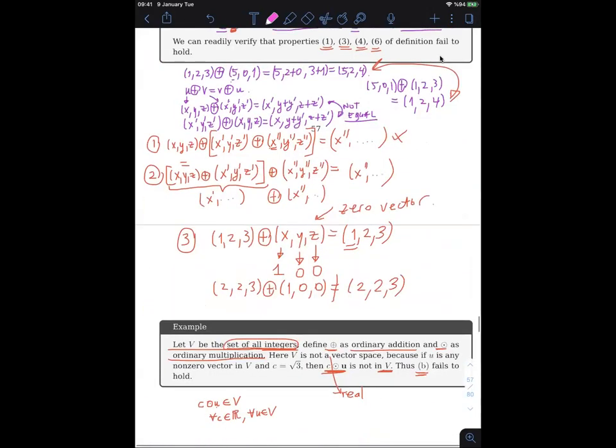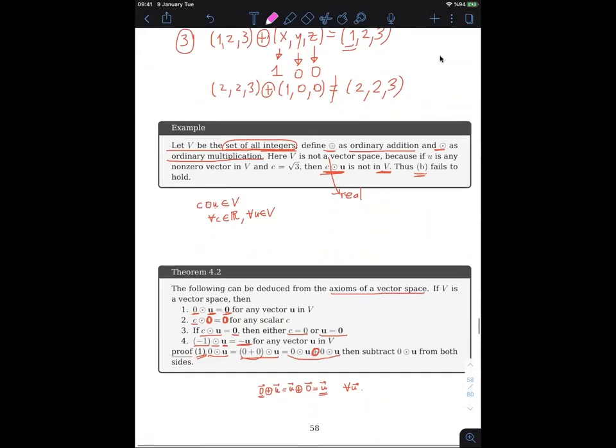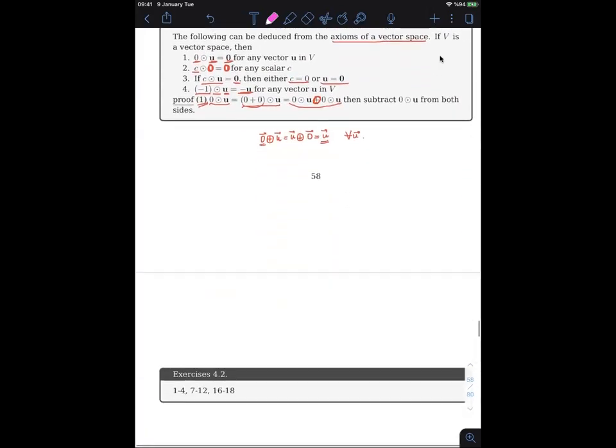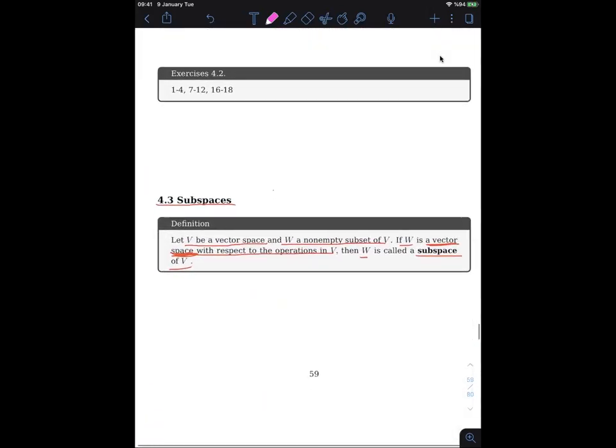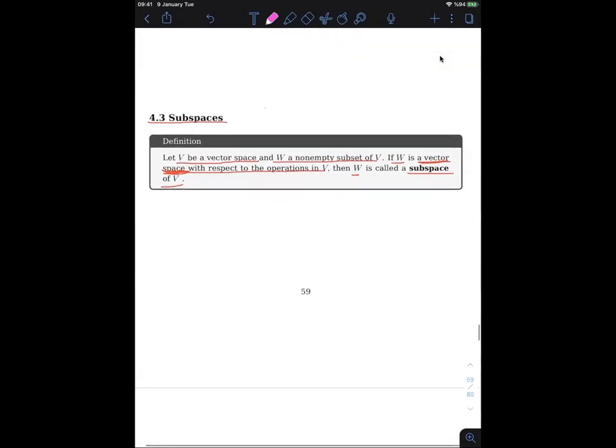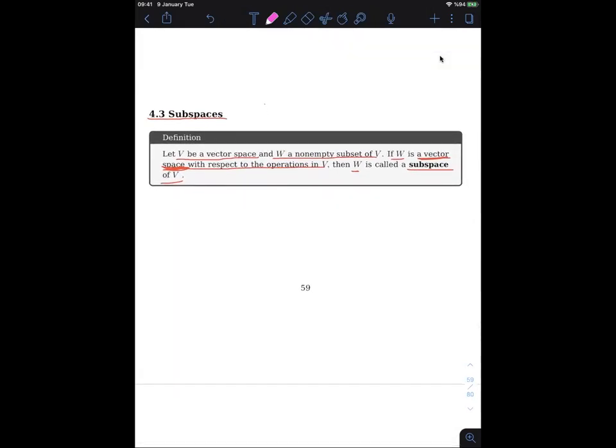We did some other examples, so I'm skipping those. We looked at some properties, and then we were talking about subspaces. This is where we stopped yesterday. So what is a subspace? We have a vector space V, right? And we have a subset of it. We show it with this symbol. So W is a subset of V, and V is a vector space.